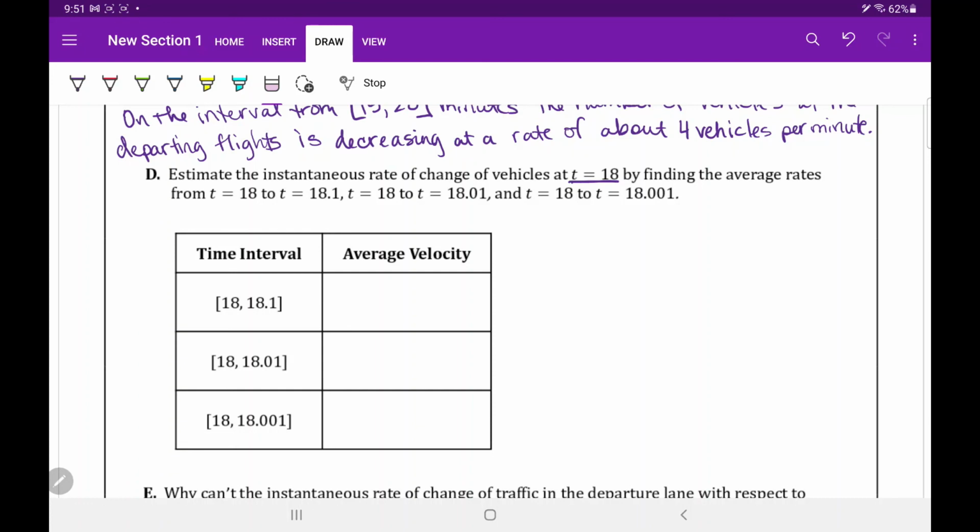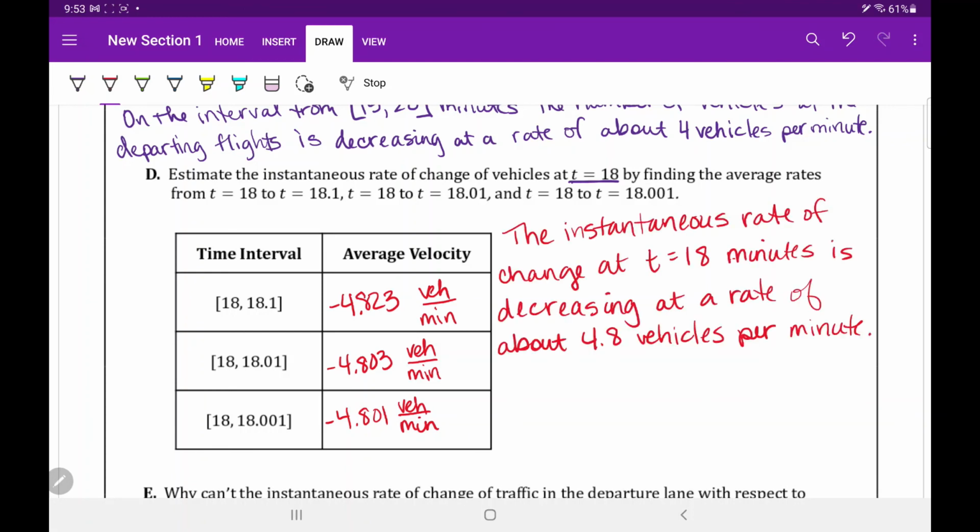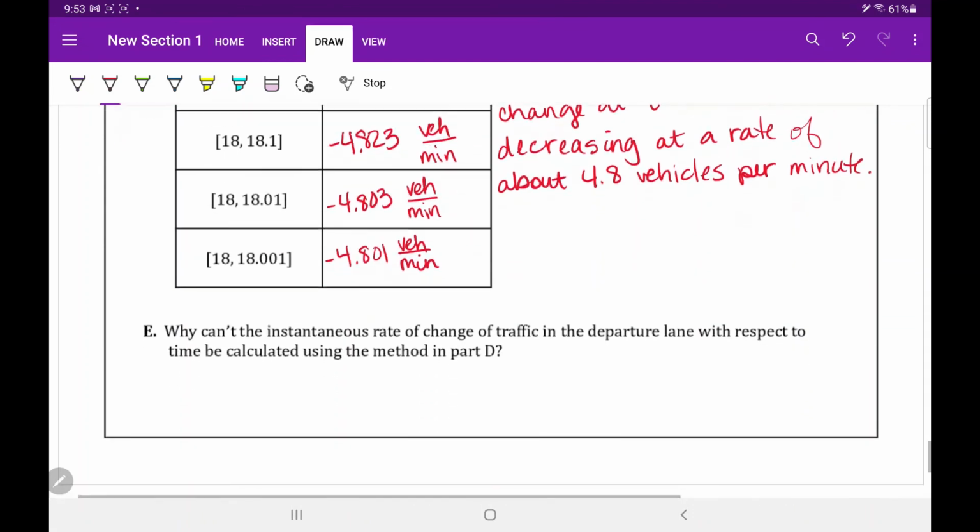So if you haven't tried anything, you need to go ahead and do it on the calculator and make sure that you're typing it in correctly and that you can use the formula, because I'm not giving it to you clearly on this one. You need to set it up yourself. So here are the numbers. Notice that they're negatives, and they're all rounded to 3 decimal places, and we have the units, vehicles per minute. Now, let's write our description. Okay, the instantaneous rate of change at t equals 18 minutes is decreasing at a rate of about 4.8 vehicles per minute. So, coming down to one last question.